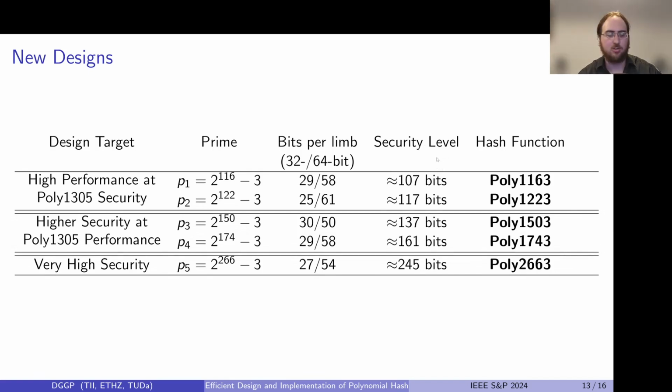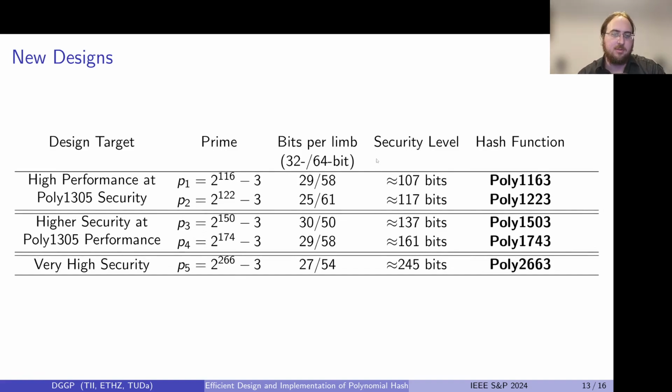Again, not all of these are suitable for all architectures. Here, only 1163 and 1503 are suitable for both 32 and 64-bit architectures. The remaining only support 64-bit well. Of course, they run, but likely at worse performance.